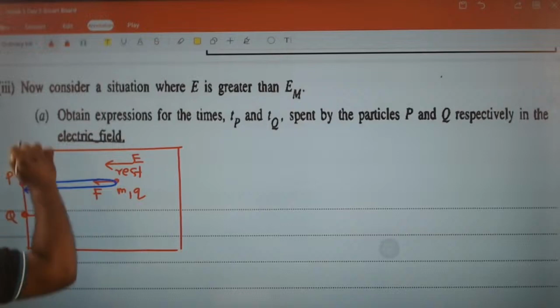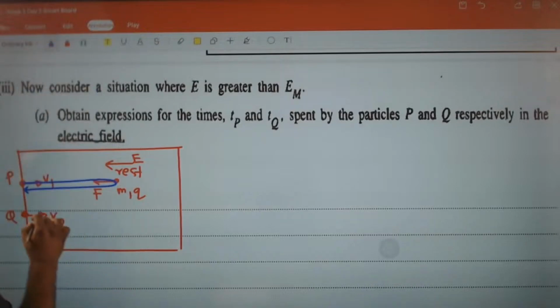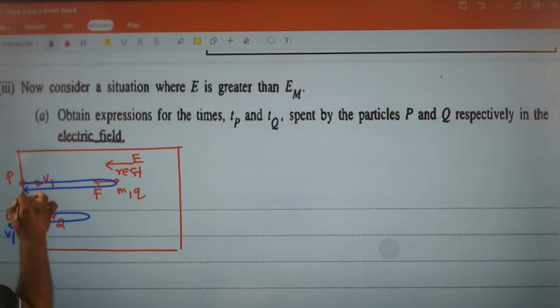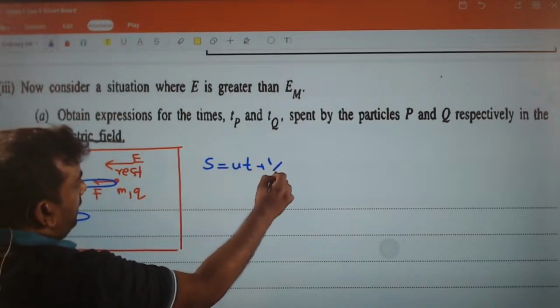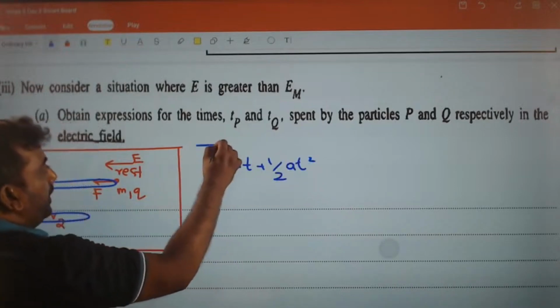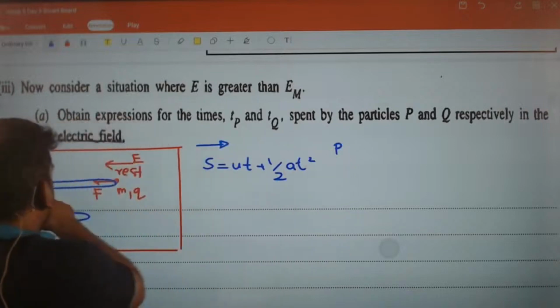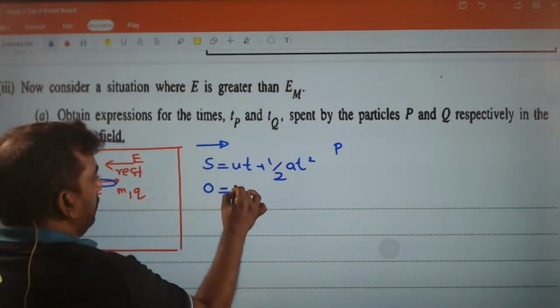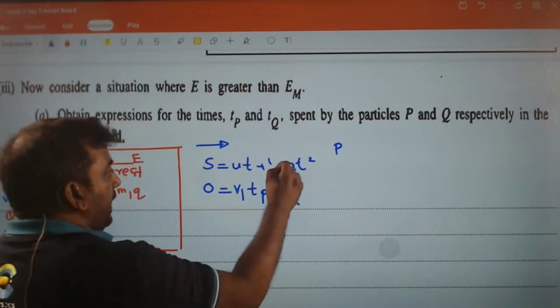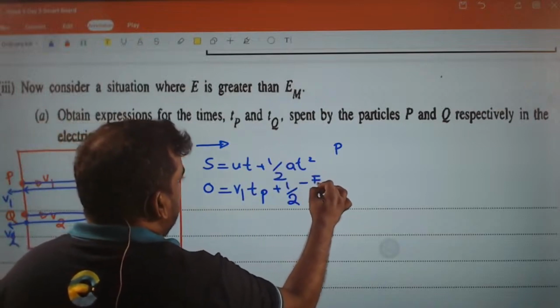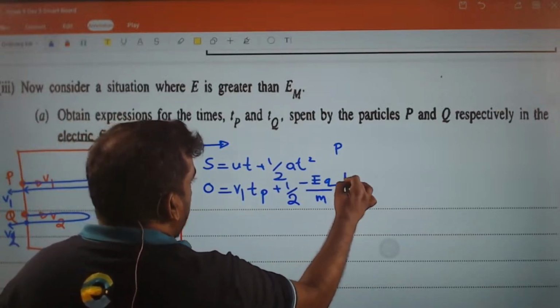Velocity V2. Q will travel a shorter distance than that. Q will travel a shorter distance, come and go out. So what can you say about the displacement? Displacement is zero. S equals ut plus half a t squared, for P. Going and coming back means displacement 0. V1 times Tp, half deceleration, minus EQ over m times Tp square.